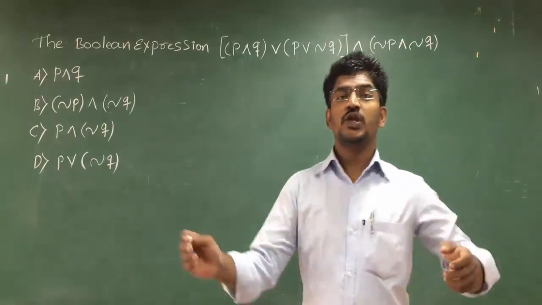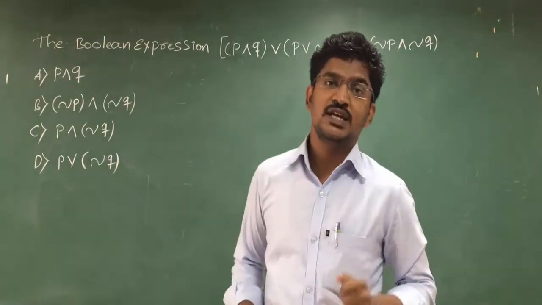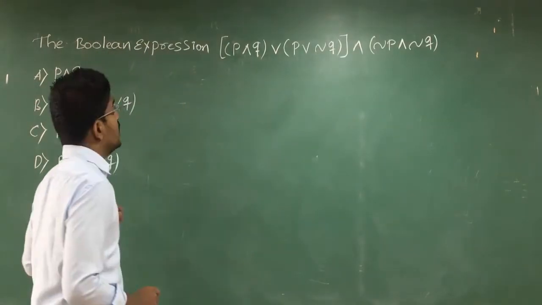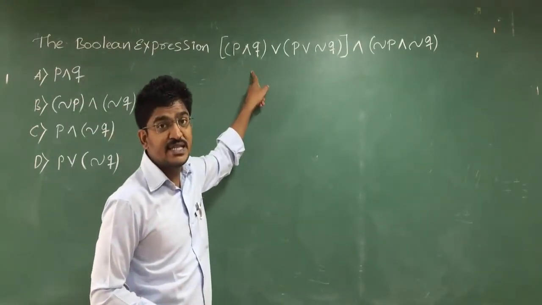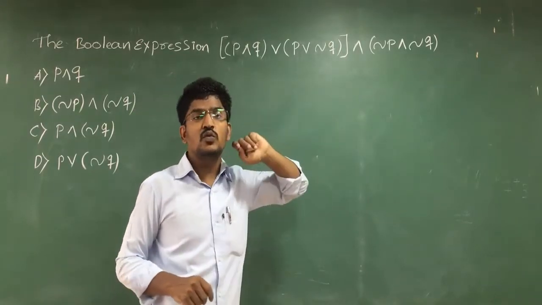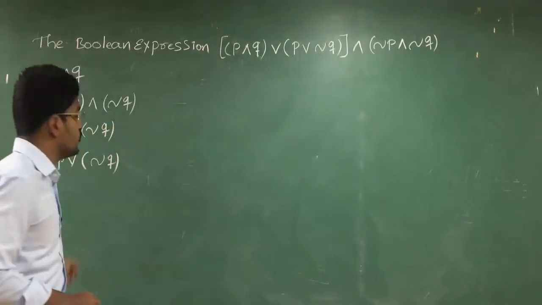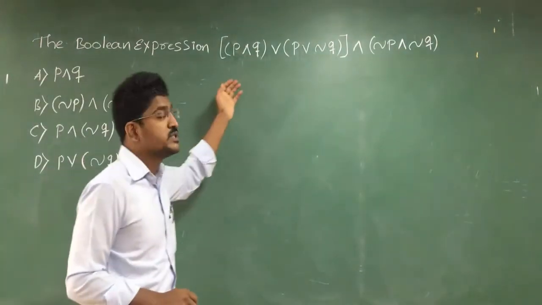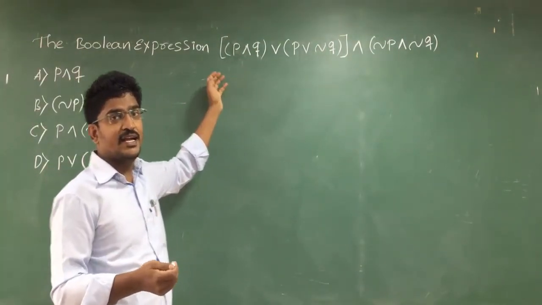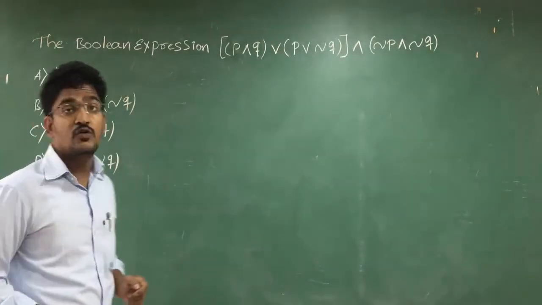Okay students, so now let us go for the next question, that is from Boolean expressions. Clear? So here they have given this logical statement. Now we have to show that this is equal to one of the following 4. That means this is a logical statement, and it has to be solved and it will be one of these 4.